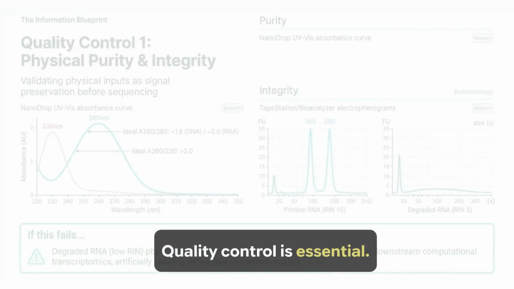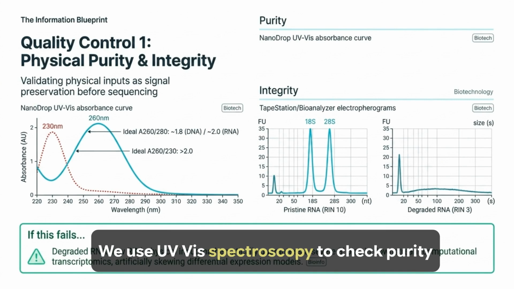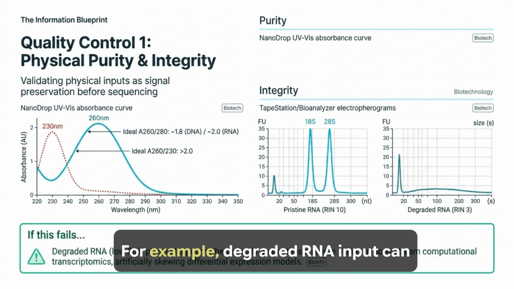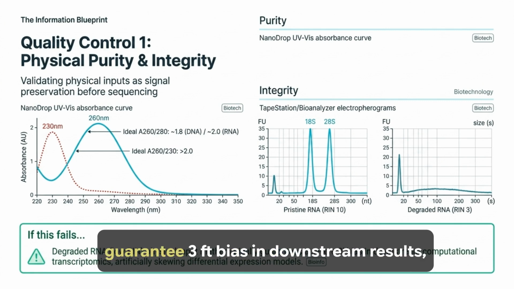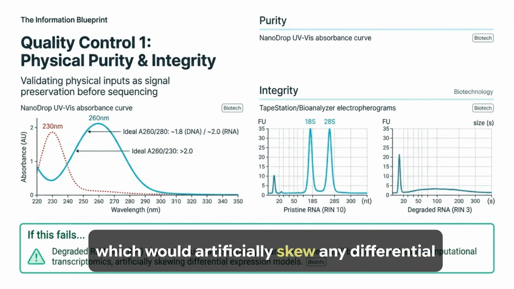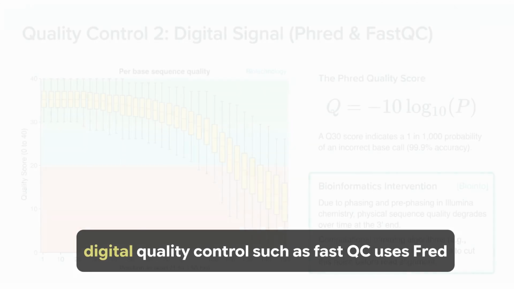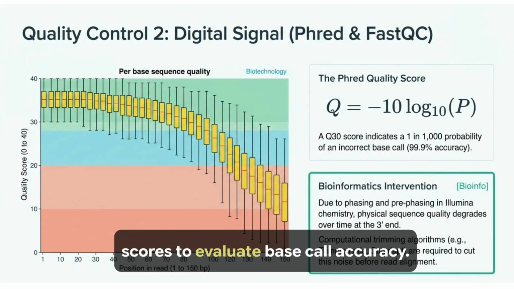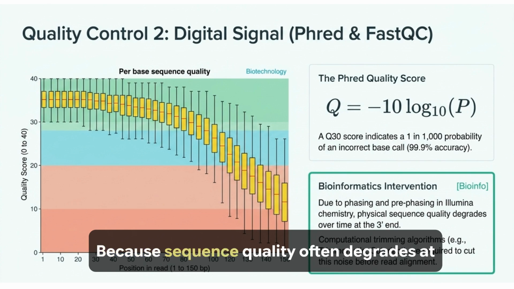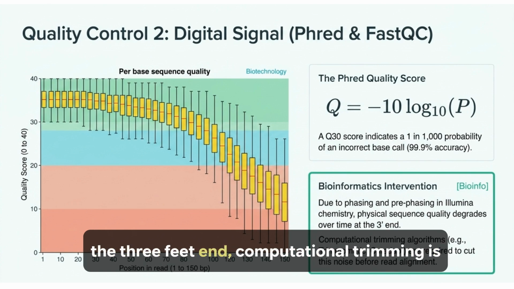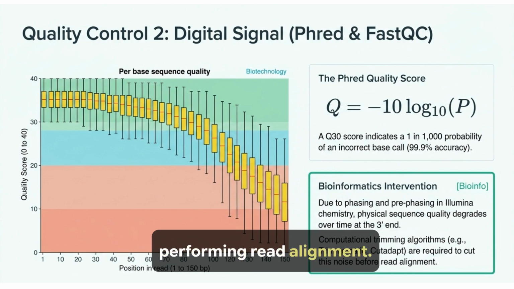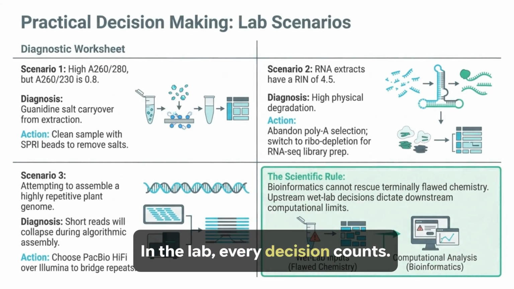Quality control is essential. We use UV-Vis spectroscopy to check purity and electropherograms to verify integrity. For example, degraded RNA input can guarantee 3' bias in downstream results, which would artificially skew any differential expression models. Digital quality control, such as FASTQ, uses Phred scores to evaluate base call accuracy. Because sequence quality often degrades at the 3' end, computational trimming is required to remove this noise before performing read alignment. In the lab, every decision counts.